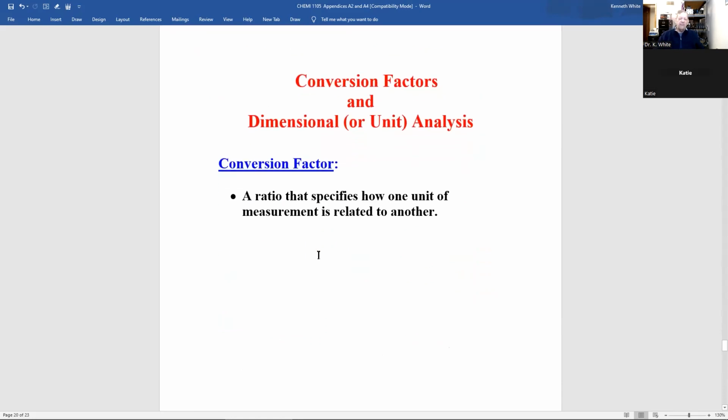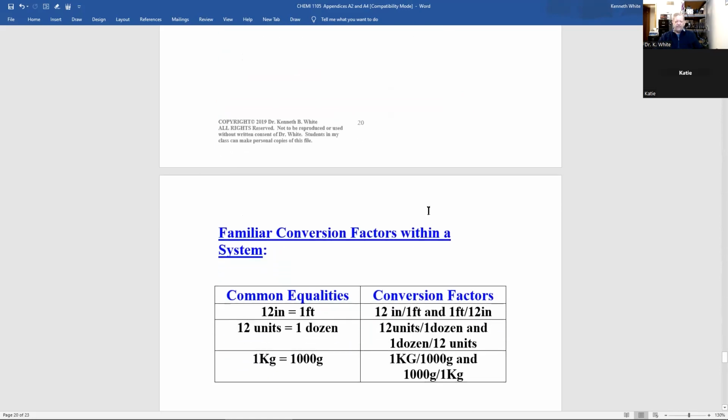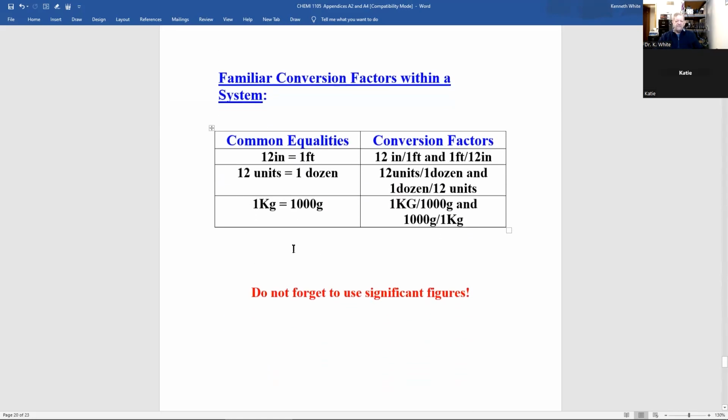All right, now, if you have bought the book, which you didn't have to, in this chapter there's a section called Conversion Factors, also called dimensional analysis, which I call unit analysis. Conversion factors are a ratio that specifies how one unit of a measurement is related to another. In other words, how do you convert from one to the other? An example would be, 12 of something equals a dozen.